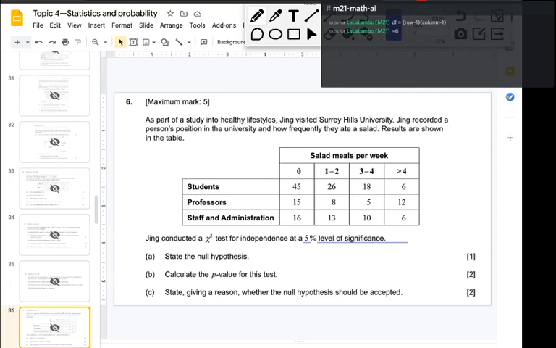And then you just enter the numbers into the matrix. Then go to test and do the chi-square test. Enter all the values and you will get the probability. In this one, the probability is 0.0201. And since 0.0201 is less than 0.05, therefore we reject the null hypothesis.